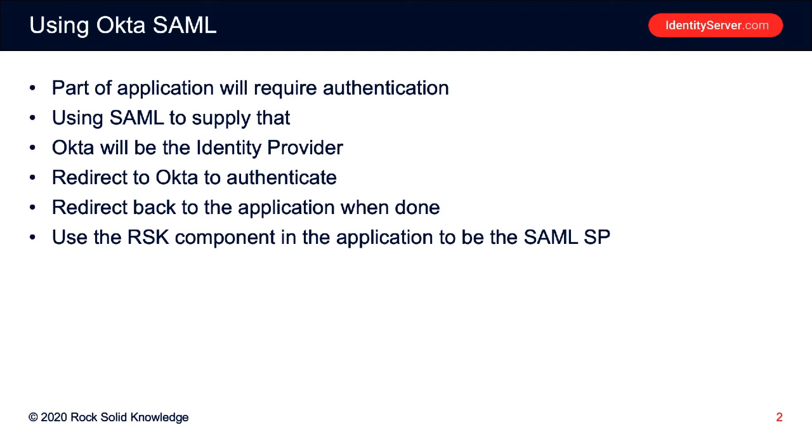So what we'll have is this. We'll have an application, and part of that application will require authentication. And we'll use SAML to supply that authentication. To do that, we'll use Okta as the identity provider. So Okta will provide the login for us. Our application will redirect to Okta to authenticate. Once we've authenticated there, we'll redirect back to the application. Within the application, we'll use the RSK component to be the SAML service provider. This is the component that will talk to Okta to complete the SAML authentication.